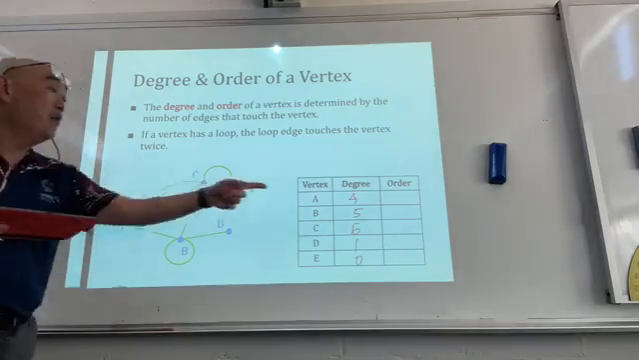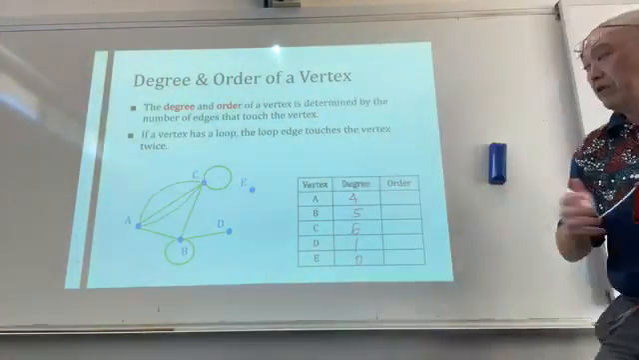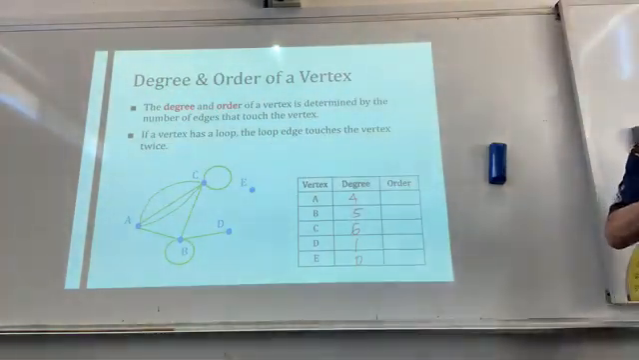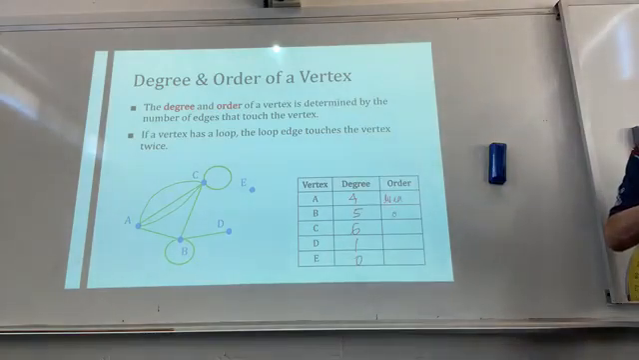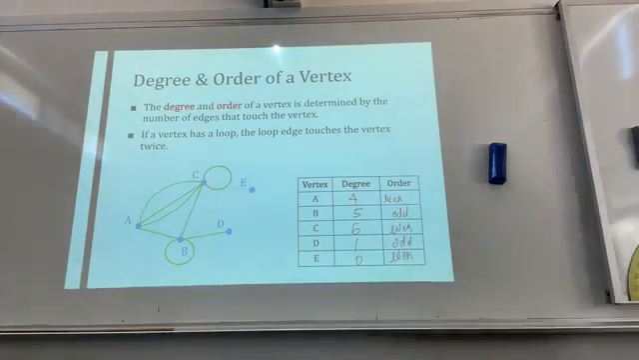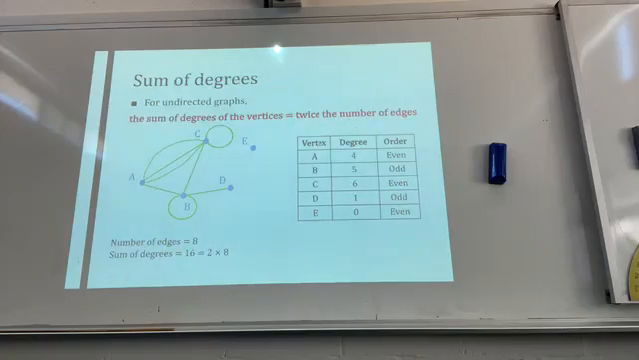The order, we need to talk about whether it's even or odd. So that would be even, odd, odd, even, odd, even. All right? Yeah, because I've summarized it on the other page. Is a loop counted as 2 different ones or just one? 2. Okay. Loop is counted as 2. So I've actually done it here.